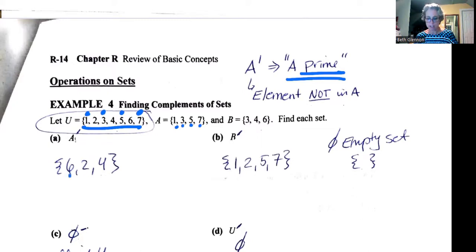So that would give me 6. Let's see, I've got the 2 here, I've got the 4 here, and I've got the 6. What's beautiful about set notation is you never have to worry about the order, okay? Next one, letter B says B prime.